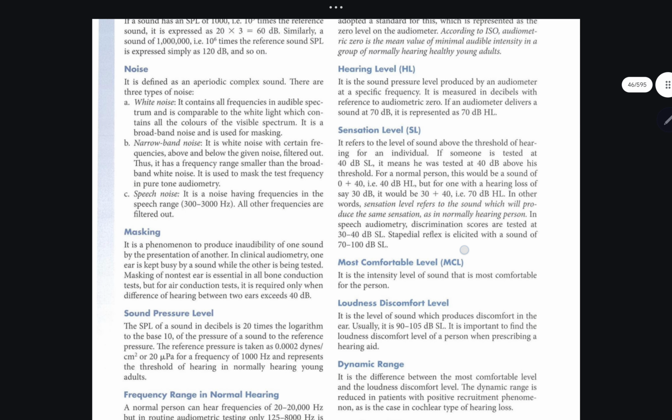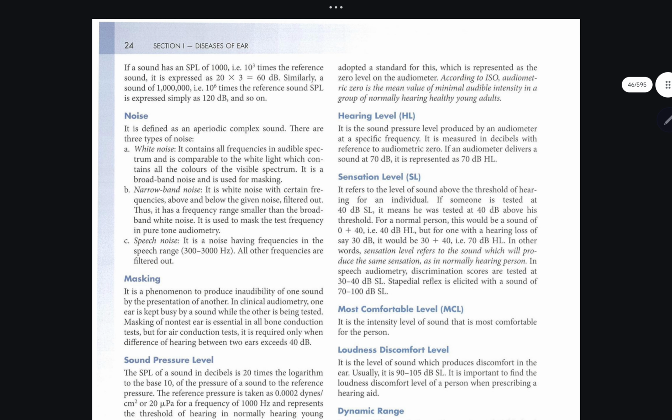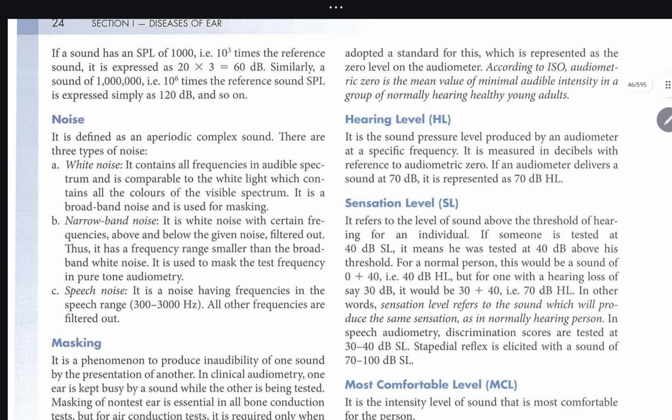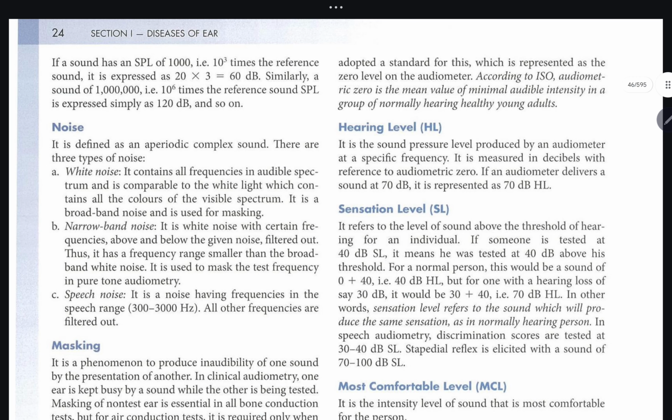If a sound has SPL of 1000, that is 10 raised to 3, times the reference sound, it is expressed as 20 into 3 equal to 60 decibels. Similarly, a sound of 10 lakh, that is 10 raised to 6 times the reference sound SPL, is expressed simply as 120 decibels, and so on.